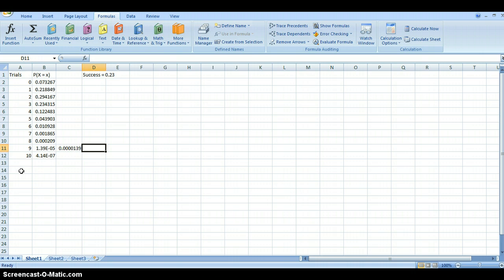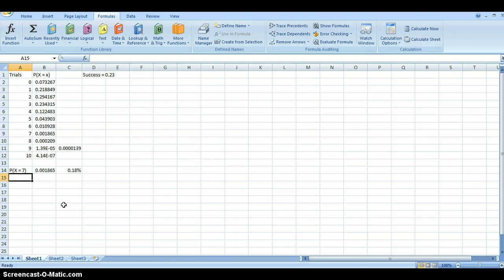So now, if you wanted to find out the probability that x is equal to 7, you would just look in your table and see that it's 0.001865. Moving the decimal place, that's 0.18%. So highly unusual event there.